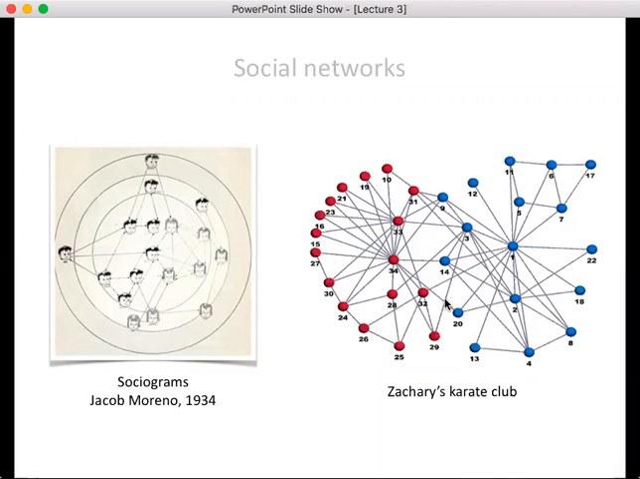The interesting thing, and the reason why this is such a famous example, is that Zachary's Karate Club at some point split into two because of some disagreement within the club. And what happened is that the people went into two different karate clubs, and they split exactly along the lines that define these two different communities in this network. So it was a very nice demonstration of the power of graph theory in understanding social relations.